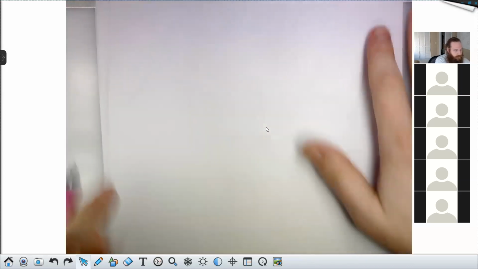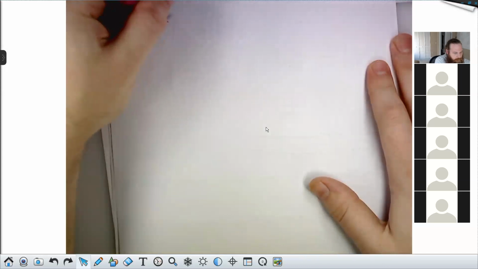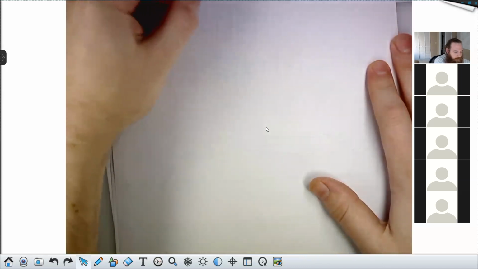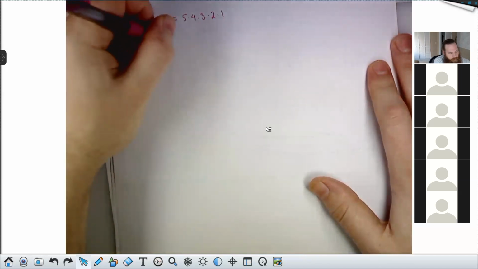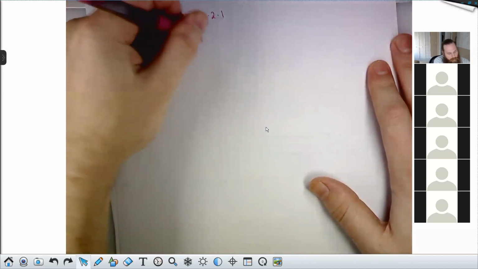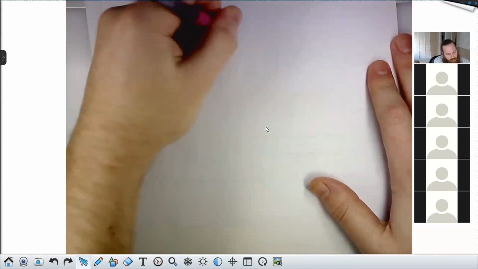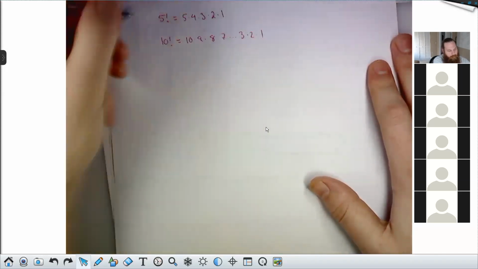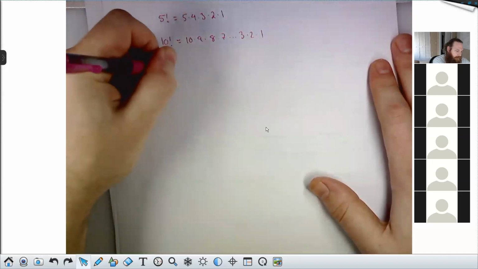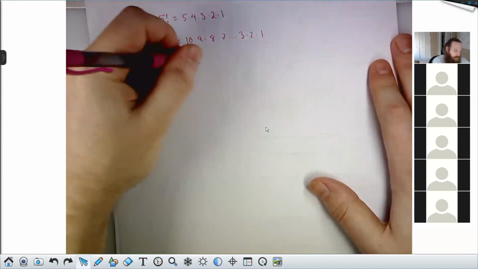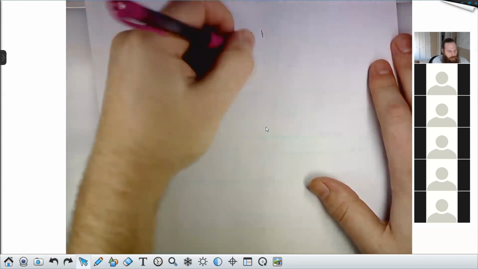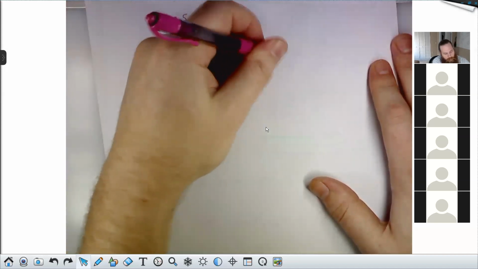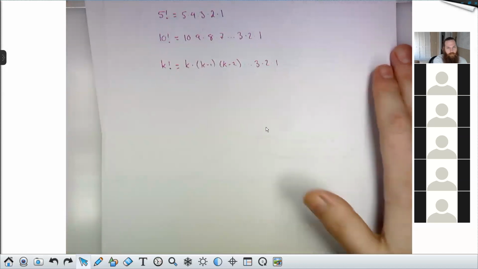Okay, that makes a lot more sense now. 5 factorial is 5 times 4 times 3 times 2 times 1. 10 factorial is 10 times 9 times 8 times 7, all the way down to 3 times 2 times 1. k factorial would be k times k minus 1 times k minus 2, all the way down to 3 times 2 times 1. That sort of stuff, right?